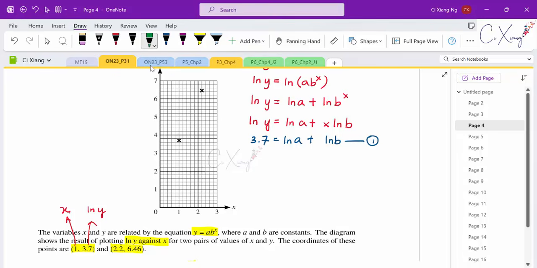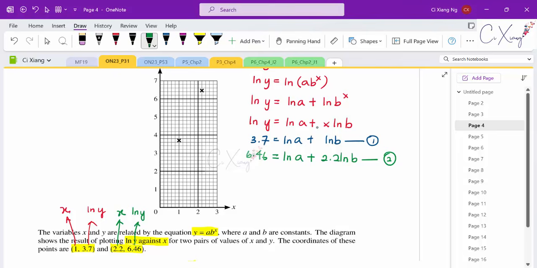Then for the second equation, I'm using the second point here. So 2.2 again is the value of x, and 6.46 will be the value of ln y. If I substitute back into my equation, ln y equals 6.46 equals ln a, then plus x ln b. x is what? x is 2.2 for this case, and then ln b. And this will be my second equation.